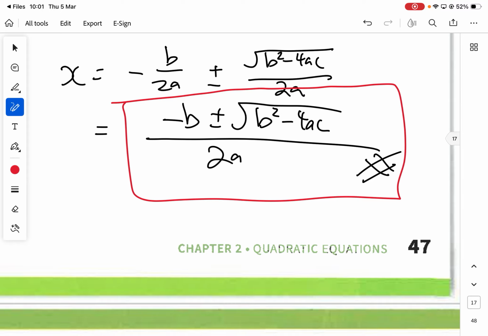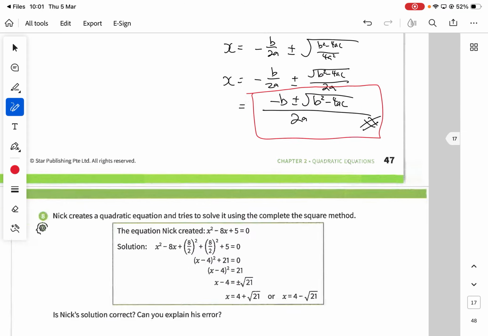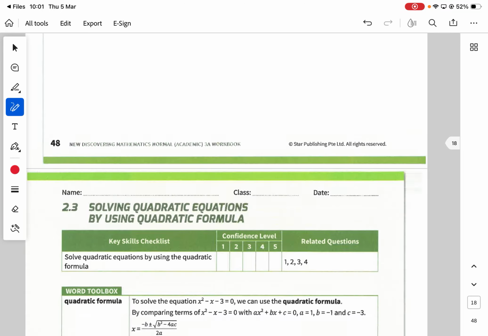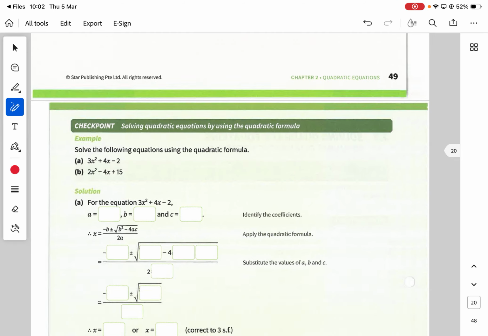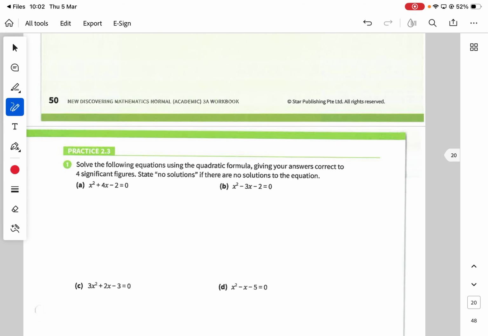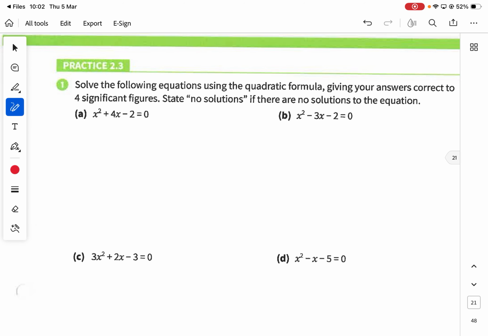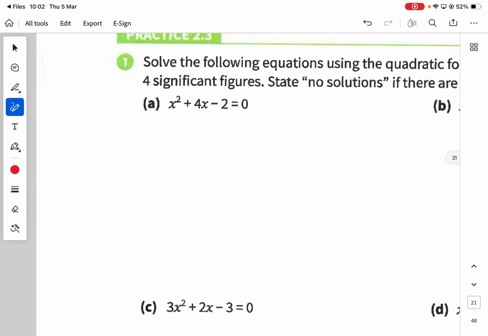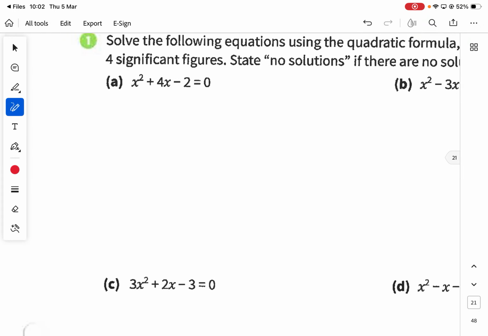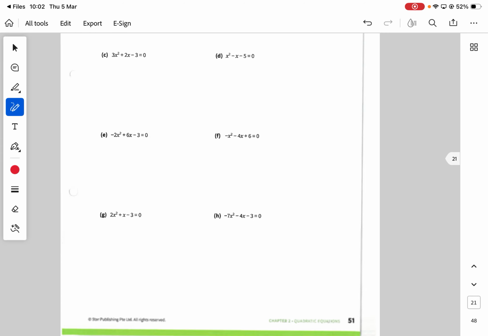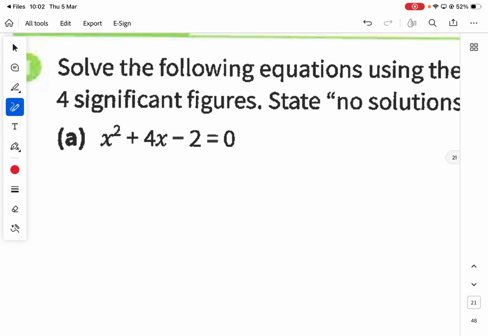So after we know this, we no longer need to remember the fixed steps. So I show you how we are going to apply. We are going to go to practice 2.3. Okay, so we go to practice 2.3, page 51.